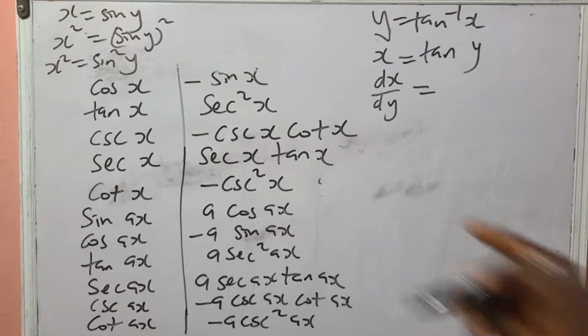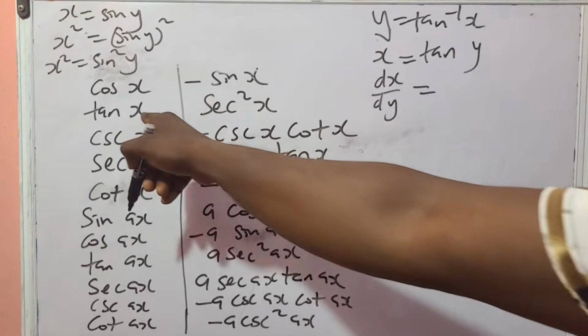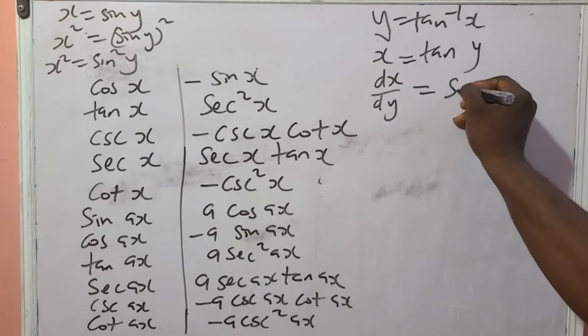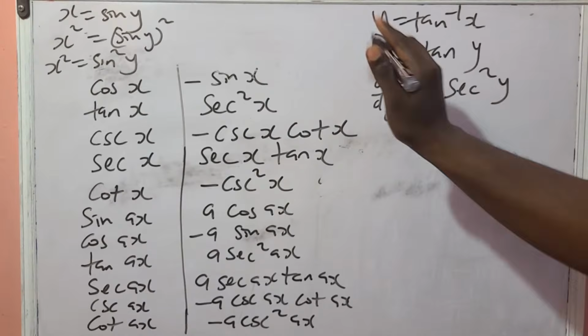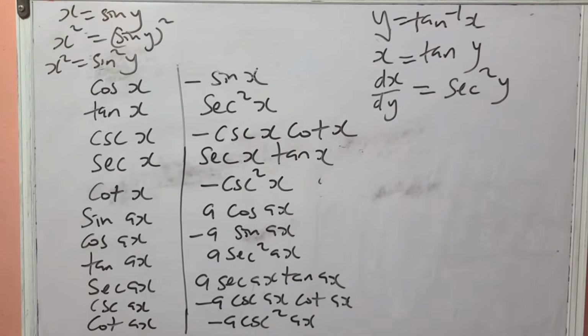So look at from here. If you are differentiating tan y, what do you get? Of course, you get sec squared y. That's by default. That's an identity. That's why I wrote it for you, so that you will not be asking me what am I doing. That's why it's still on the board, so that at least you can relate to it.